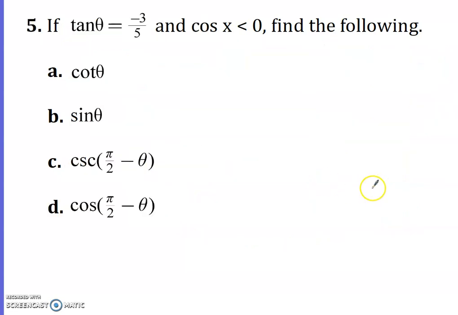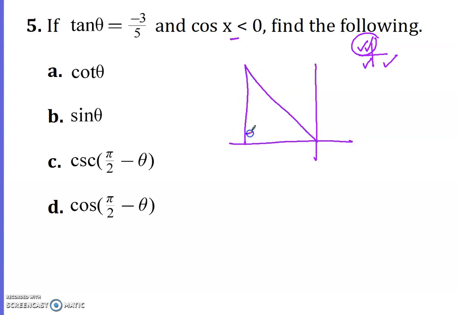The last example we're going to do, similar idea. Let's construct this triangle. It says if tan theta is negative 3/5 and cosine is less than 0, find the following. Before I start finding the following, let's figure out where our triangle is going to fall. Tangent is equal to a negative ratio. That only happens in the second and the fourth. Cosine is also negative because it's less than 0, so it's going to happen here and here. The only place both these happen is the second quadrant. So construct your triangle.